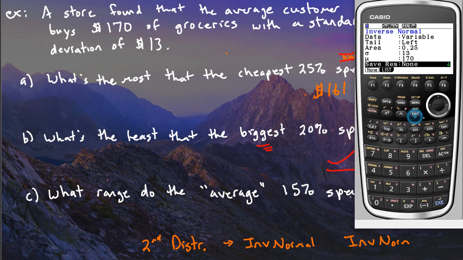So I'm going to go back to my distribution, and I'm just going to change a few things. First of all, I want the right tail end, so right, and my area is now 0.2.